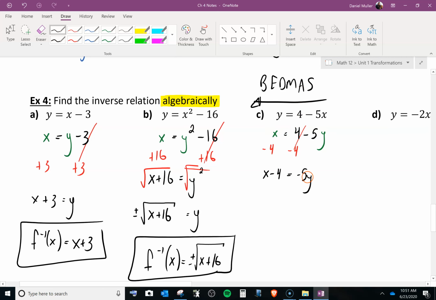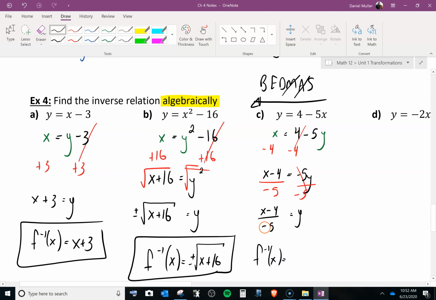And then I've got a multiply here. So I got rid of this, and then I'll get rid of the multiply. So I'm working right to left. And so I get rid of the multiply by dividing. You've got to divide the whole side there. So y is equal to x minus 4 over negative 5. So you write the f negative 1 of x.